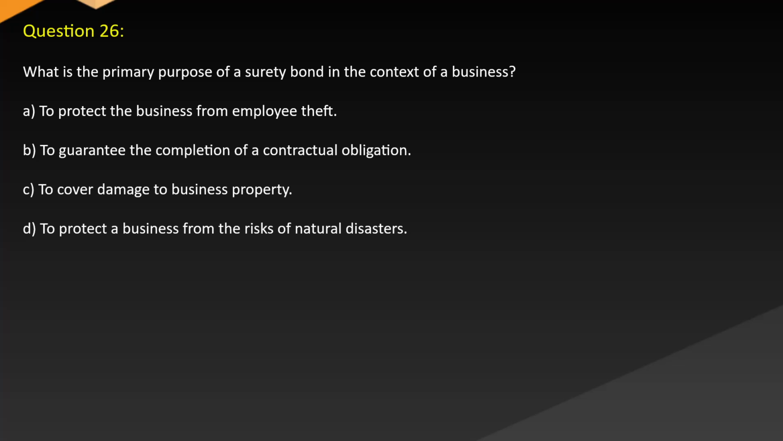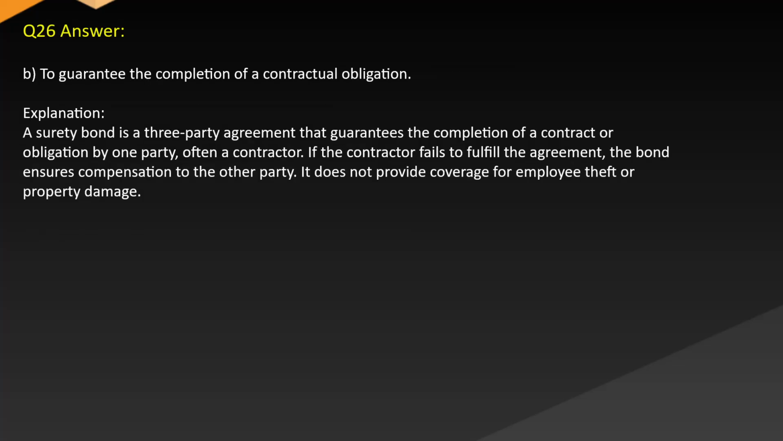Question 26. What is the primary purpose of a surety bond in the context of a business? A. To protect the business from employee theft. B. To guarantee the completion of a contractual obligation. C. To cover damage to business property. D. To protect a business from the risks of natural disasters. Answer: B. To guarantee the completion of a contractual obligation.